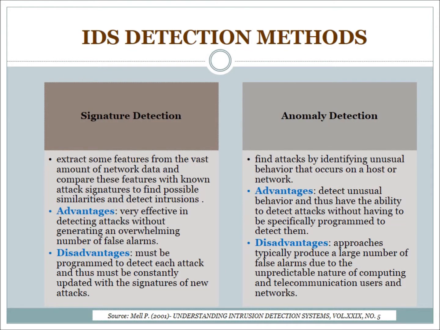IDS detection method. There are two types of IDS detection. First is signature detection and second is anomaly detection. For signature detection, it extracts some features from the vast amount of network data and compares these features with known attack signatures to find possible similarity and detect intrusion. For anomaly detection, it finds attacks by identifying unusual behavior that occurs on a host or network.